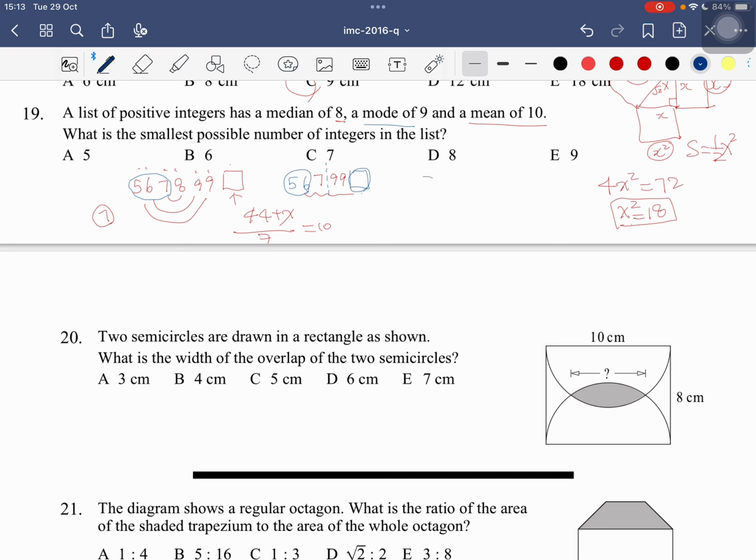So 5, 6, 7, 9, 9, x over 6 becomes 10. Anyway, there will be the number. So the smallest possible number of integers, I think this will be the smallest possible, because 9 cannot come to the left.